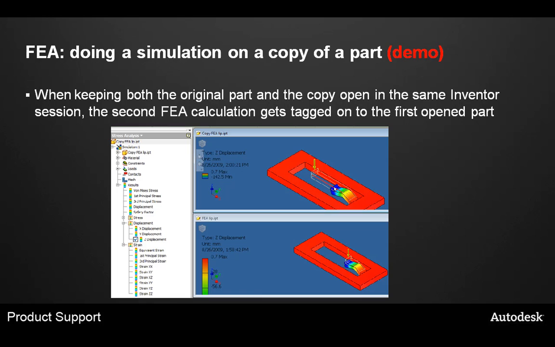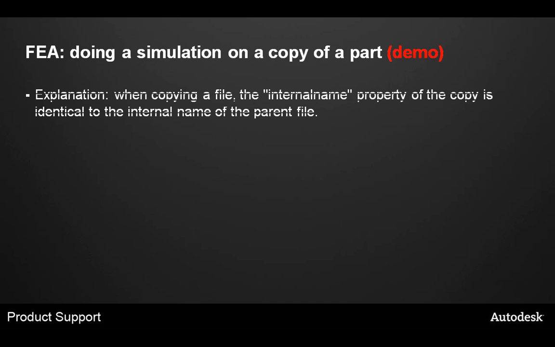Well, if you attempt to do this in 2010, you get the phenomenon as shown here, where the calculation at the bottom is correct. The calculation on the copy continues to show you the situation from the original. So you get the Z displacements here exactly identical to the Z displacement of the original part. So you don't have the correct results. So how can you avoid this with 2010? Well, the answer is relatively simple.